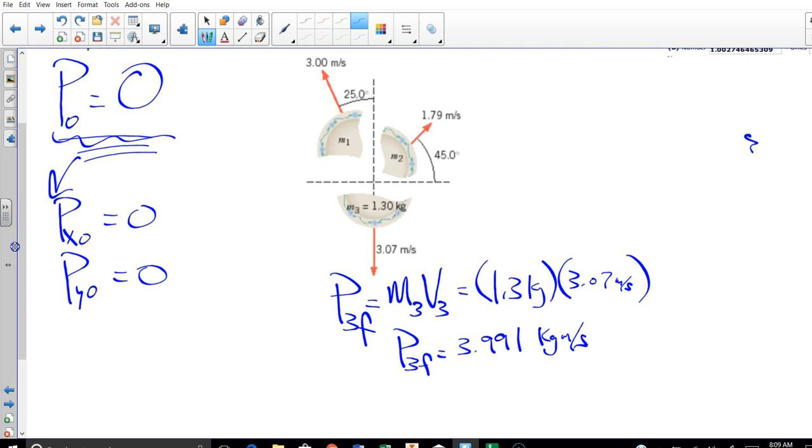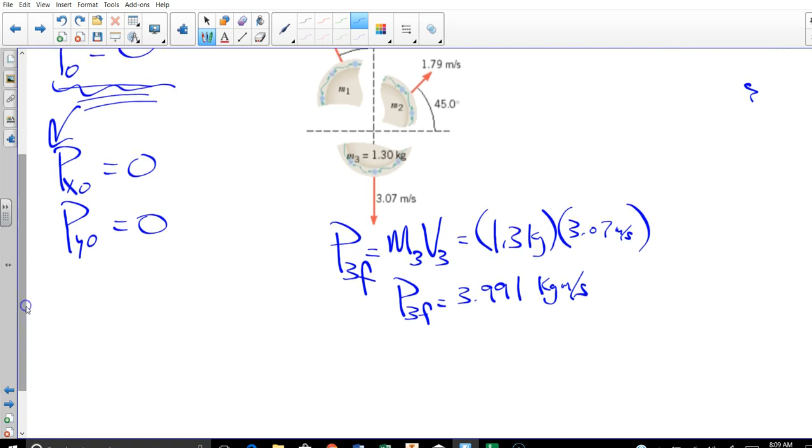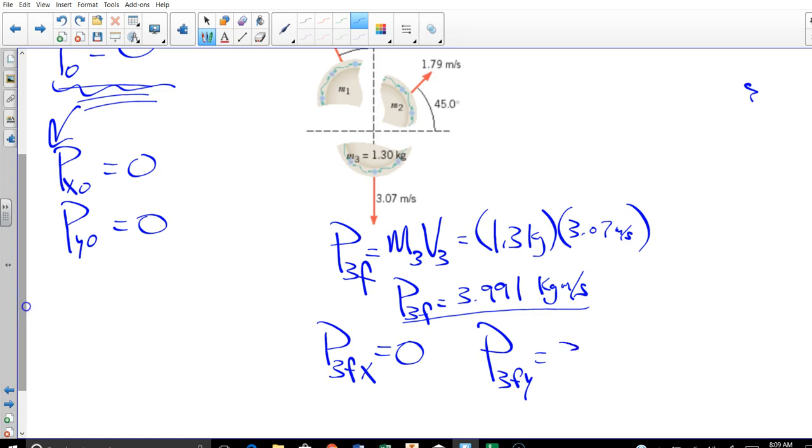So it'd be a good time to note to yourself that since it is moving straight down, 3's final x component is 0 because it's not moving left or right. And the momentum we have here is really 3's final y component. And keep in mind it is down. At some point we may need to assign a negative to that. We'll wait. That's really the only information I have.